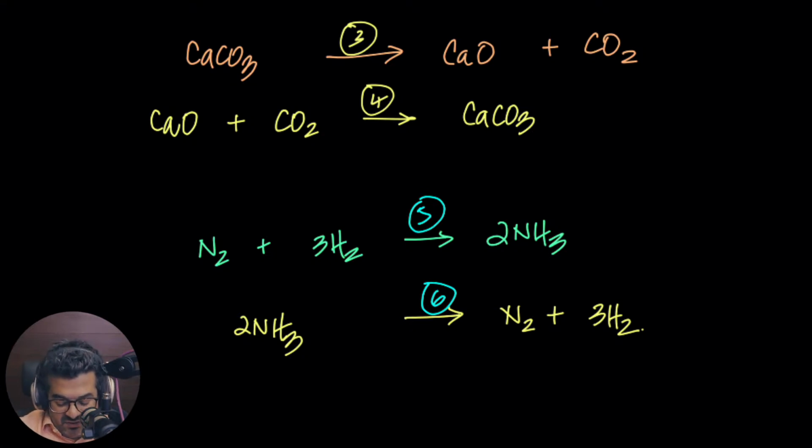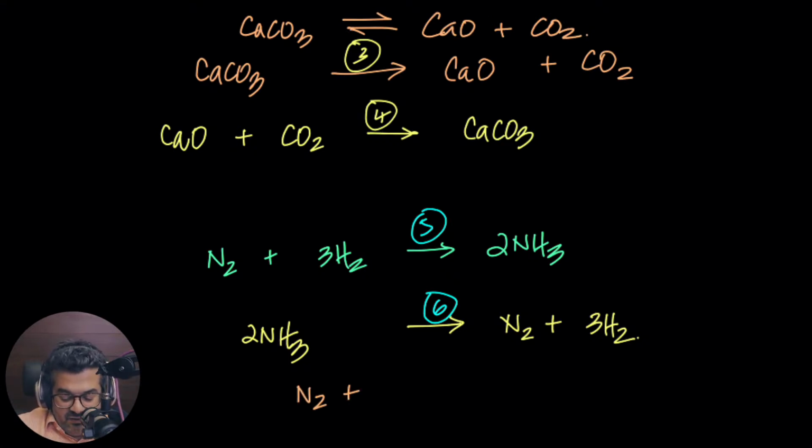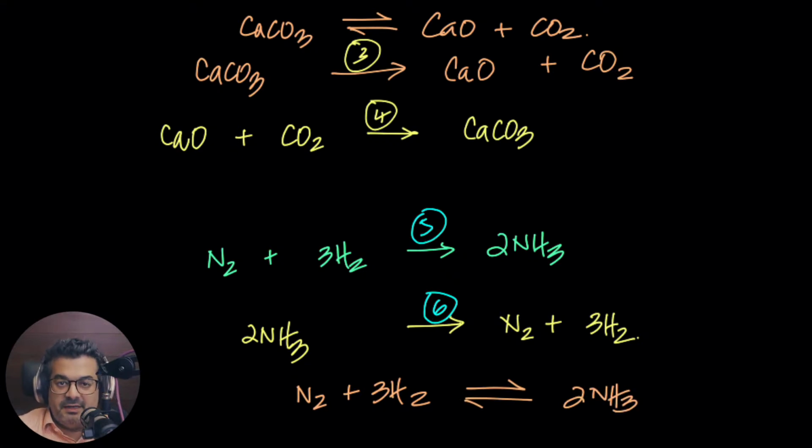So many times we don't write them like this. We can write, for example, calcium carbonate is reversible with calcium oxide and carbon dioxide. This bottom one, I can write as N2 and 3H2. Instead of writing two separate reactions, we write the same thing and make the arrow point backwards. So why write reactions 5 and 6 separately? This is reactions 5 and 6 written together, with this sign. This sign is a reversible sign.